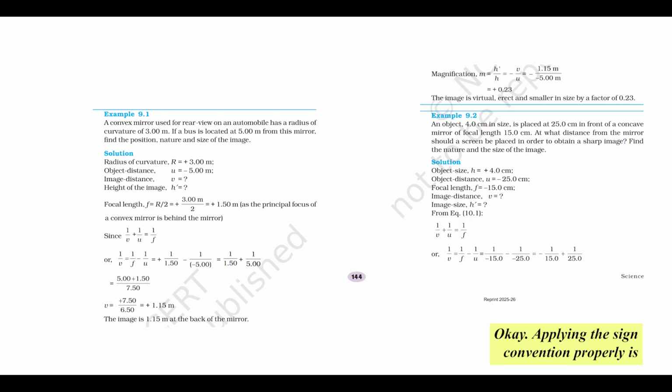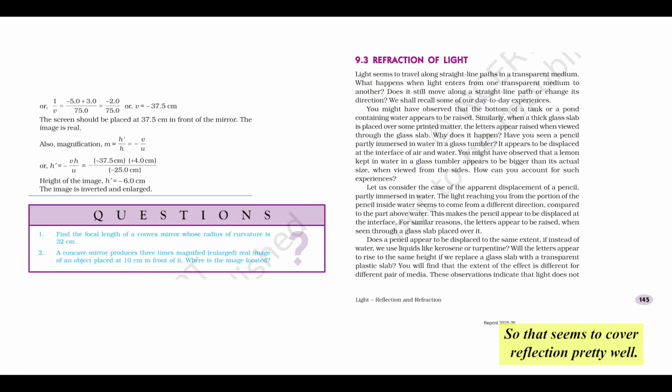Applying the sign convention properly is absolutely critical. I can see how just one slip up with a plus or minus sign could completely mess up the whole problem and the interpretation. These examples really help to break it down, so that seems to cover reflection pretty well. What's next on our agenda?